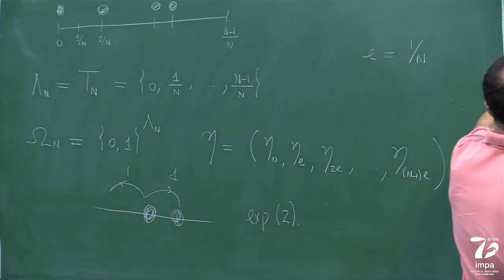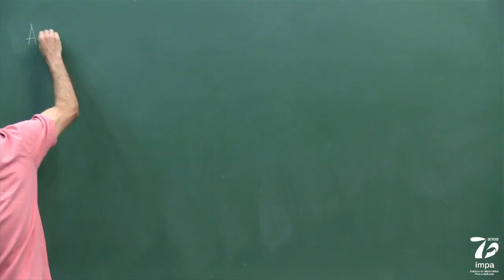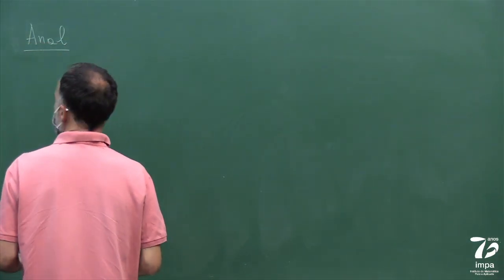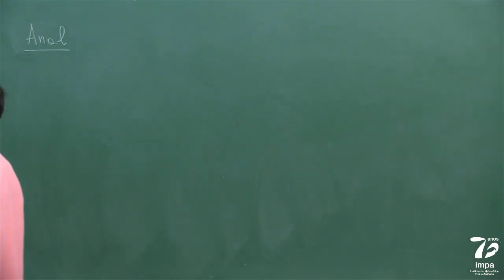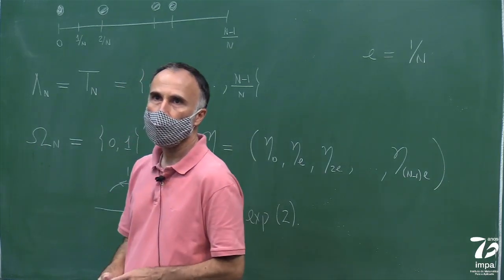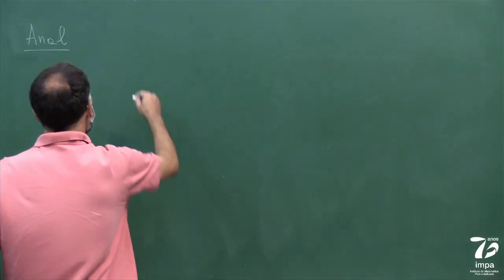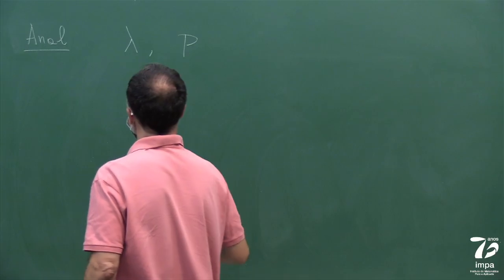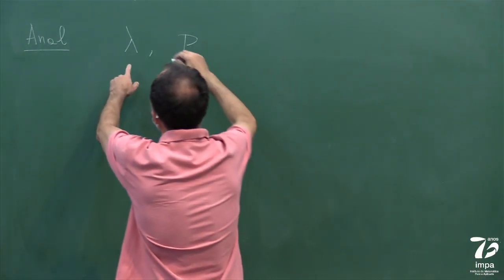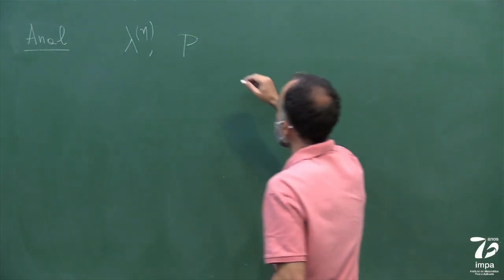What I will propose is two descriptions, one which is analytical, because I already introduced Markov process, and the other one which is graphical. So here is the analytical description of these dynamics. If I want to define a continuous time Markov chain on this finite state space, what I need to tell you are what lambda and p are. Remember, lambda are the parameters of the exponential random variables, and p is the jump matrix.